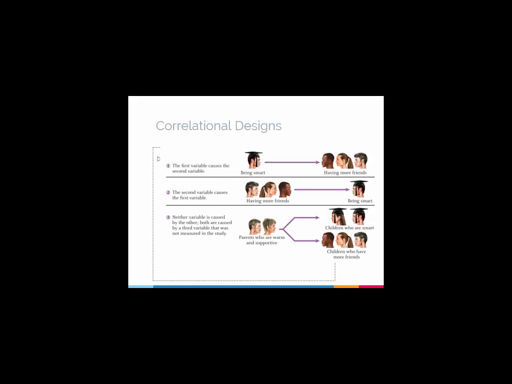This is an example of a correlational design where we're looking at this relationship between being smart and having friends. We see that there's a positive correlation between intelligence and the amount of friends that you have. So here, it's possible that being smart causes you to have more friends. Well, it's also possible that having more friends causes you to be smarter. Finally, it's possible that neither variable is caused by the other, but that both are caused by a third variable that was not measured in the study. For example, maybe parents who are warm and supportive tend to have children who are smart and also tend to have children who have more friends.